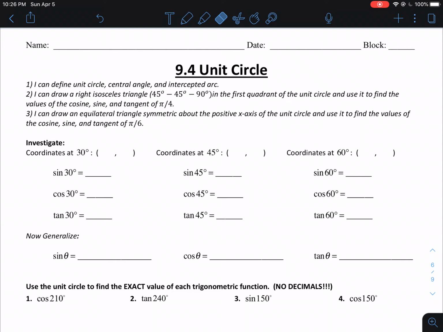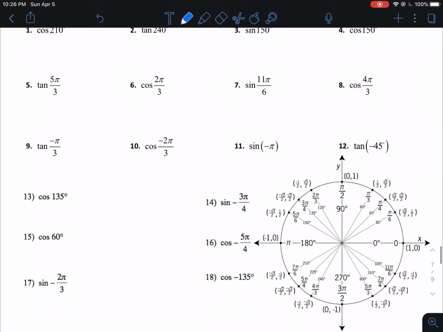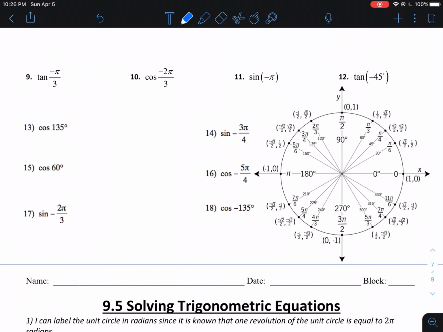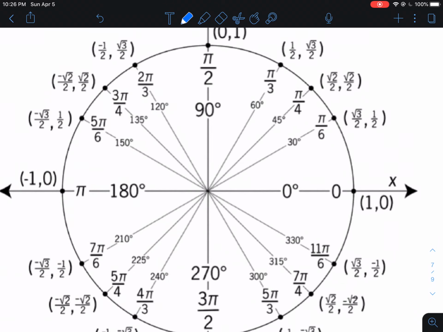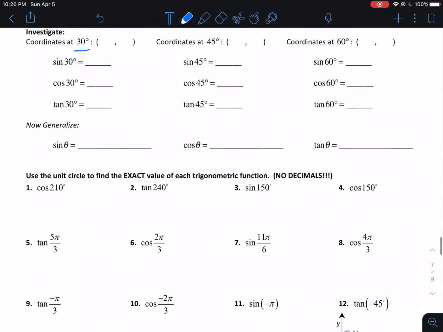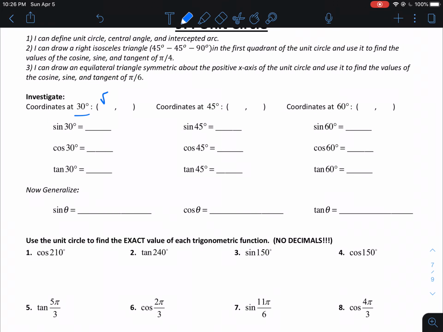So, we're going to start with just a basic investigation. We're going to be looking at coordinates at a few of the points along our unit circle. The first place that we're going to be looking at is the coordinates at 30 degrees. For convenience's sake, I've just gone ahead and copied and pasted a unit circle at the bottom of today's notes. If you do not have your unit circle, make sure you grab that right now. So at 30 degrees, we're first going to copy down the coordinates for that. The coordinates at 30 degrees are radical 3 over 2 and positive 1 over 2. So I'm going to copy those down right here.